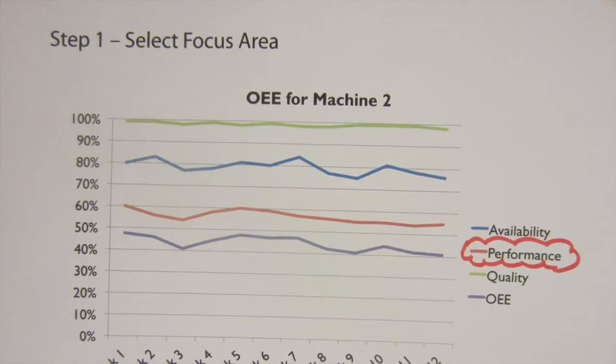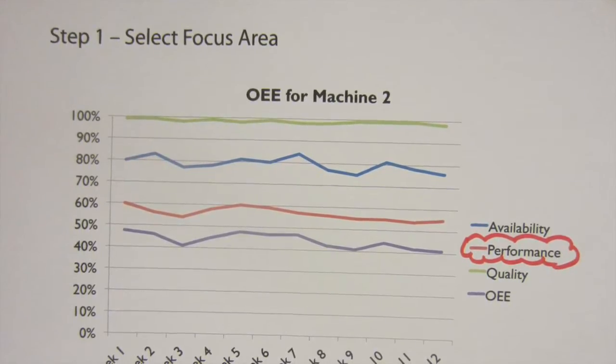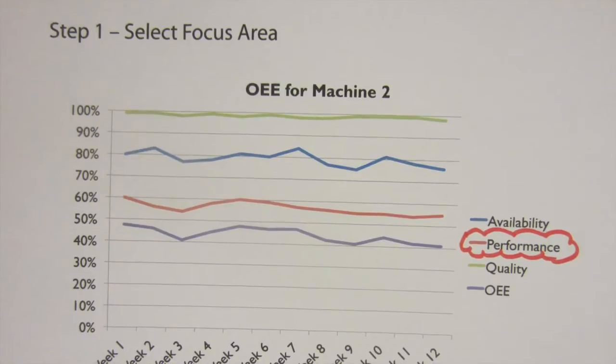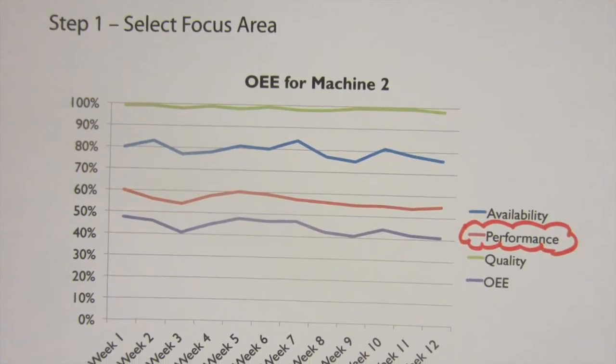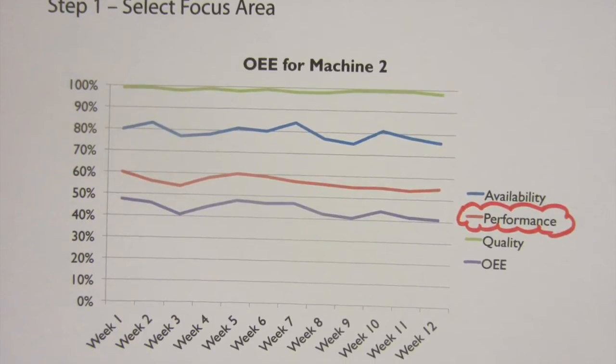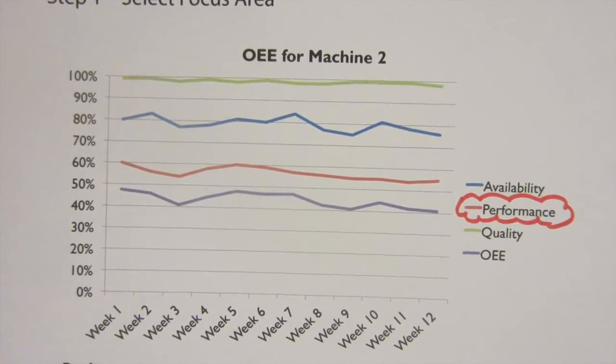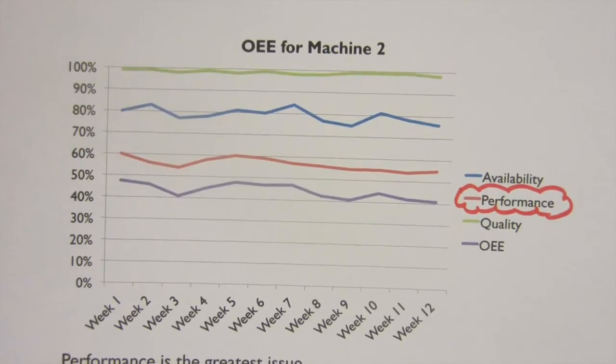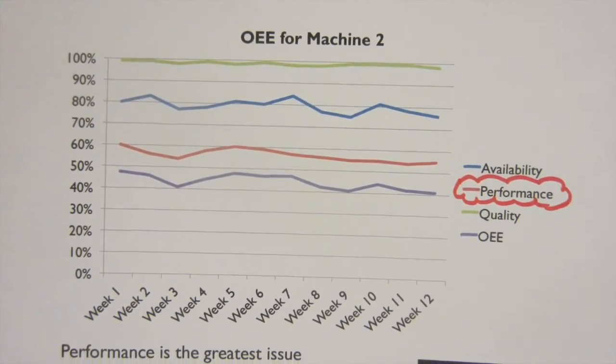Our first step is to select a focus area for the improvement activity. This is based on some loss data. In the example, we are using overall equipment effectiveness, broken into its three components of availability, performance and quality. It's clear to see that performance is the greatest issue, performance being made up of speed losses and minor stoppages.